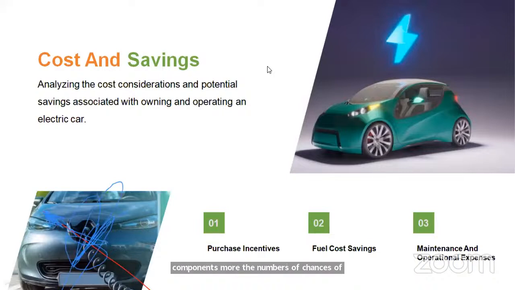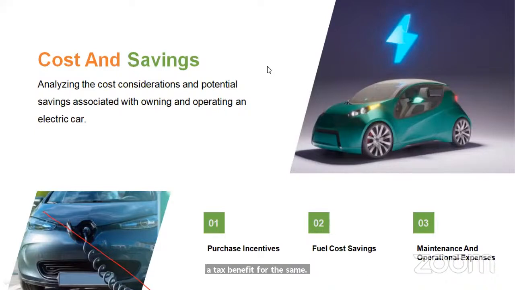In an electric vehicle, only one motor is a moving part, and that's why the wear and tear chances are very less, and maintenance and operational expenses are very less in an electric vehicle as compared to an IC engine vehicle. Apart from this, you also get a tax benefit. Whenever you buy an electric vehicle, you can get a tax benefit for the same.